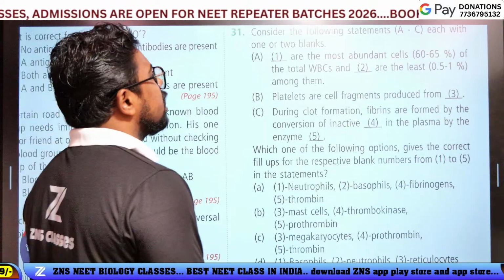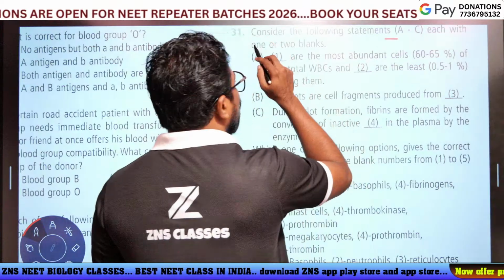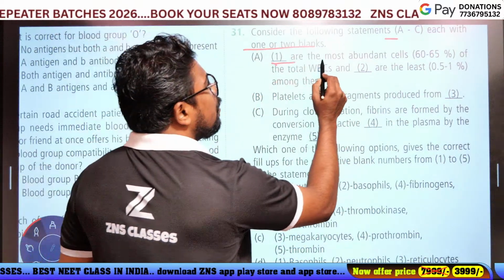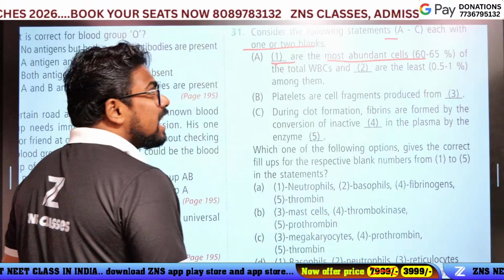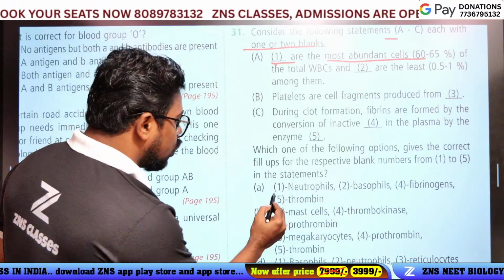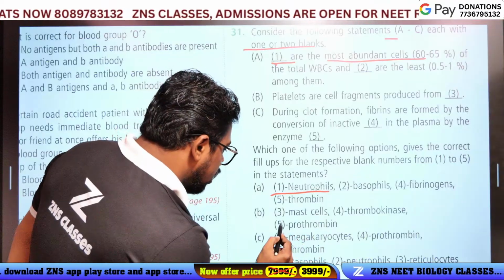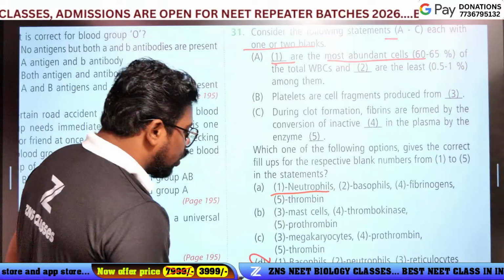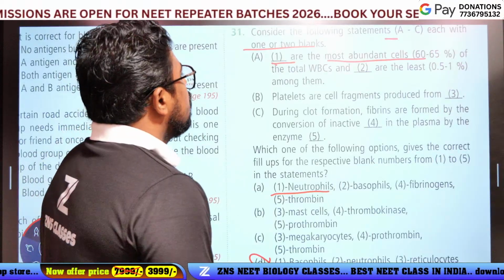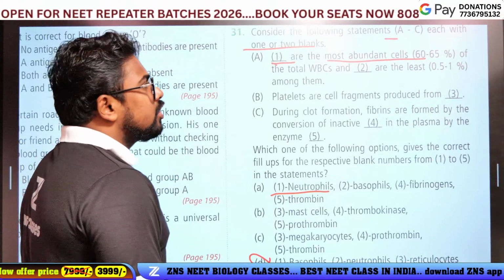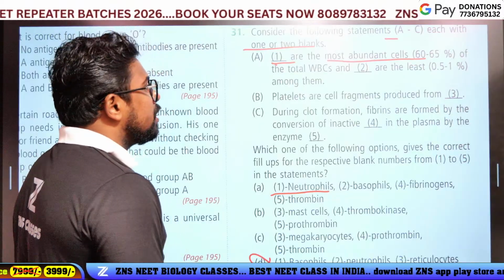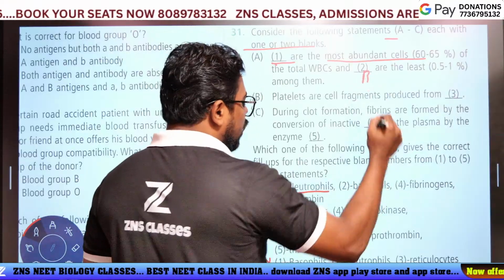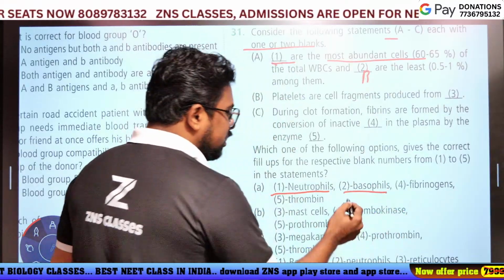Consider the following statements A to C, each with one or two blanks. The dash are the most abundant cell. Who is it? Neutrophil, which is given here. Neutrophils are the most abundant cells, 60 to 65% of total WBC, and the least abundant are basophils. Option 2, basophil, is here.